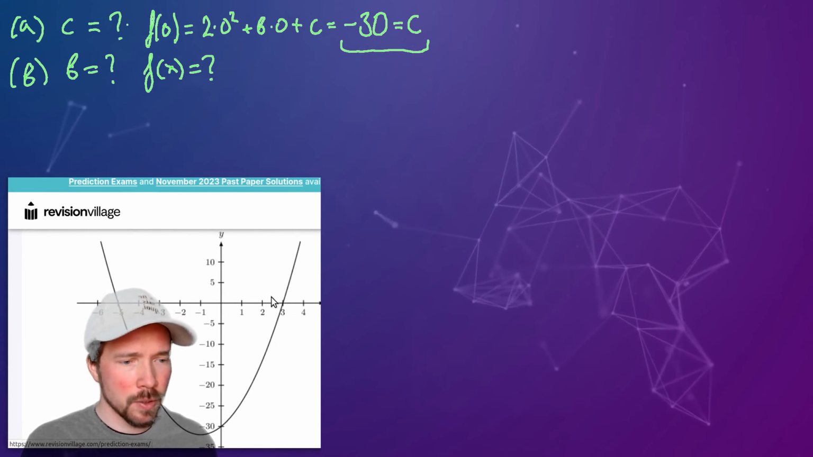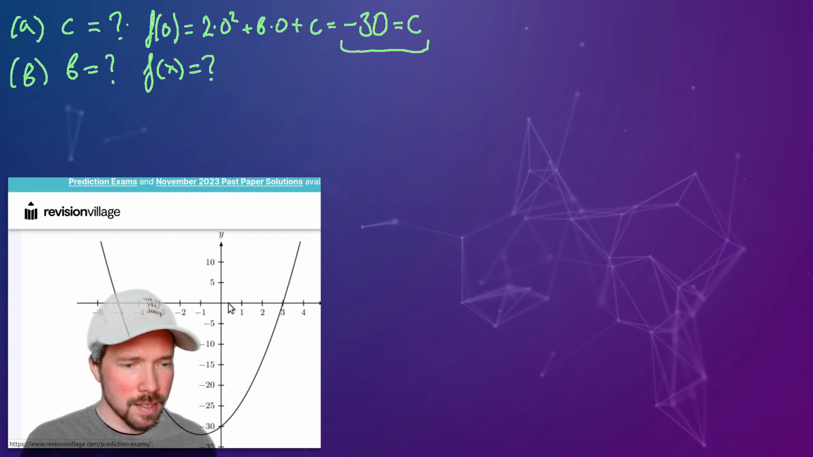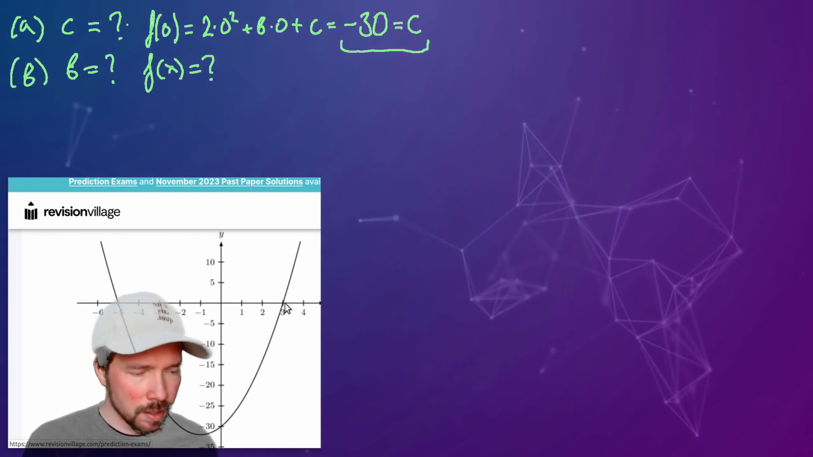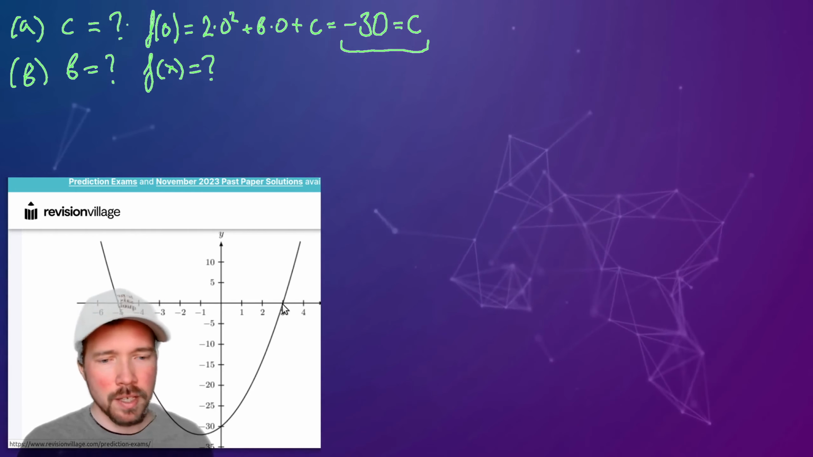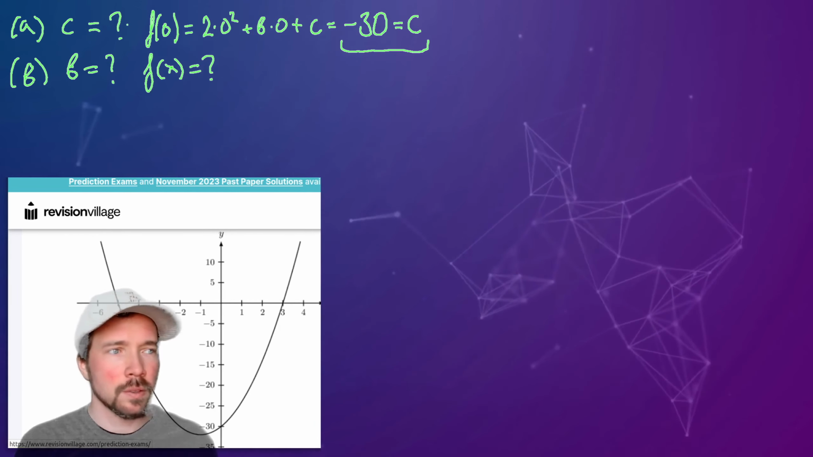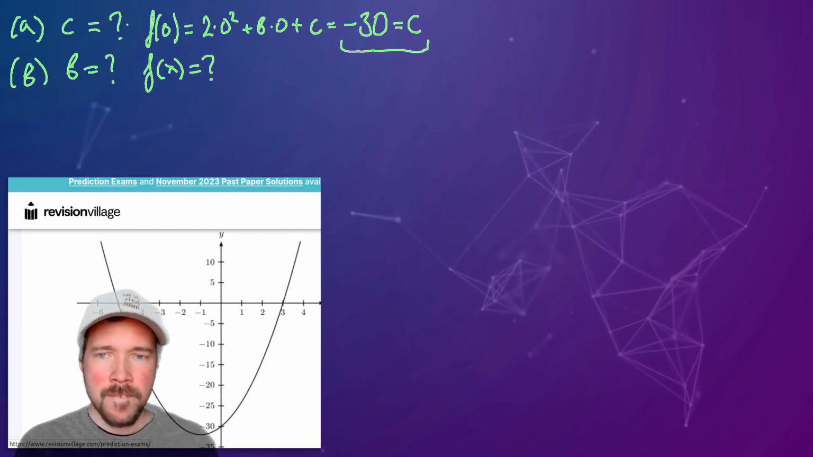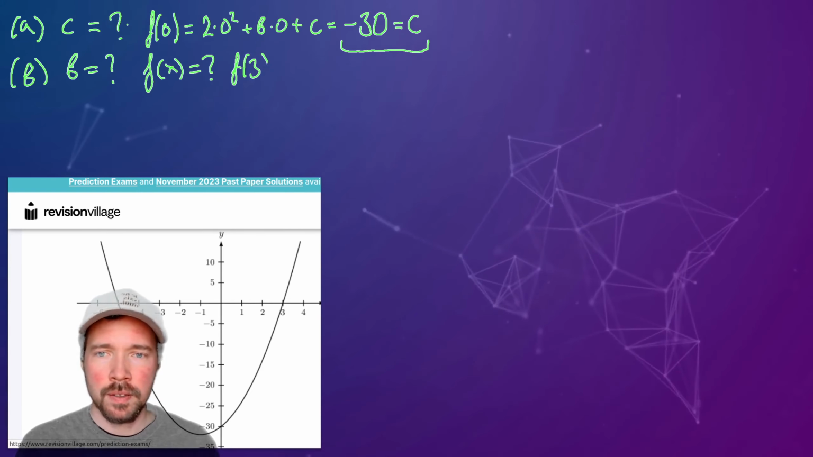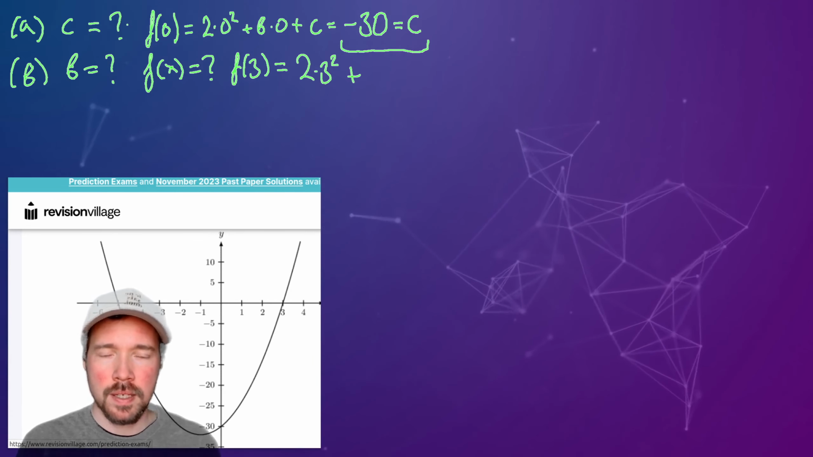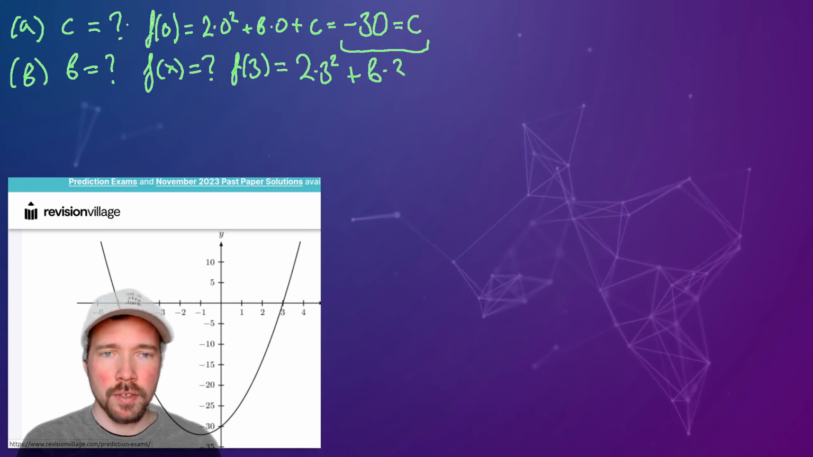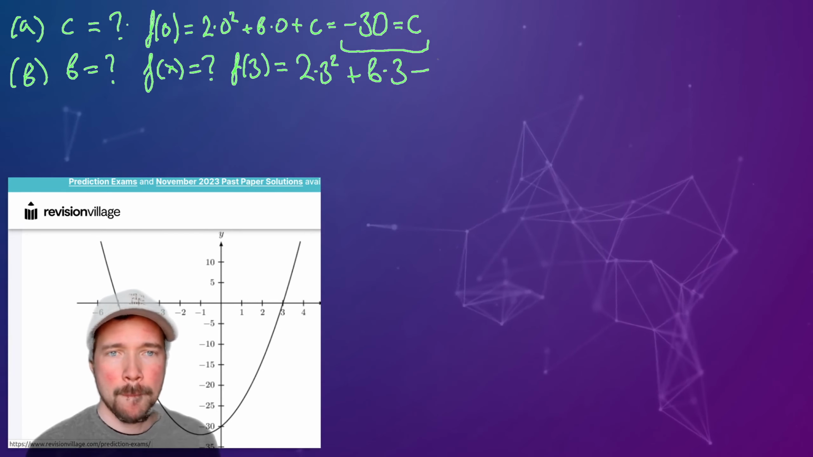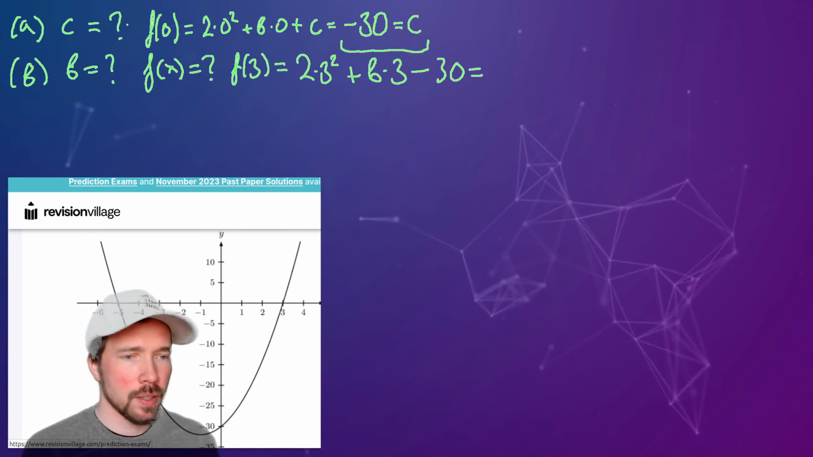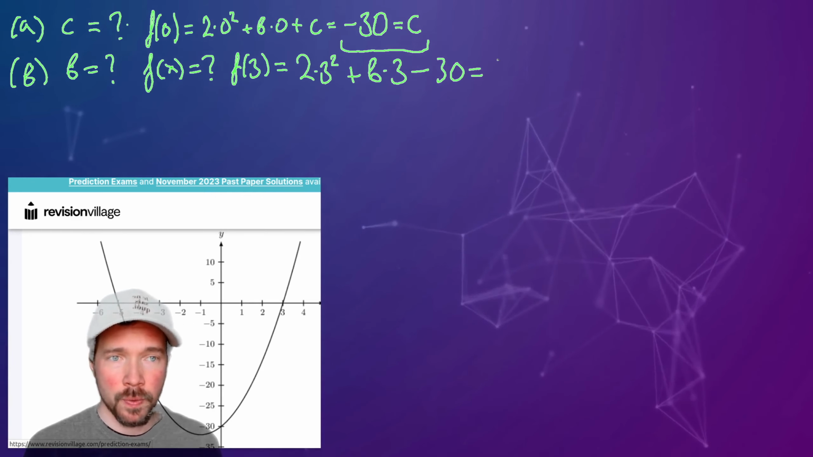In this picture, I can see that at x equals 3, we have that f of x equals 0. So that's going to be the easiest. What I'm going to do is say that f of 3, which is 2 times 3 squared plus b times 3 plus c, which is minus 30, should give us 0.